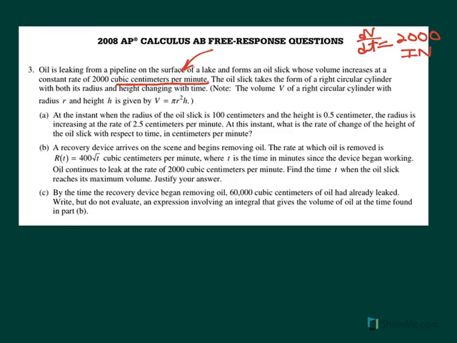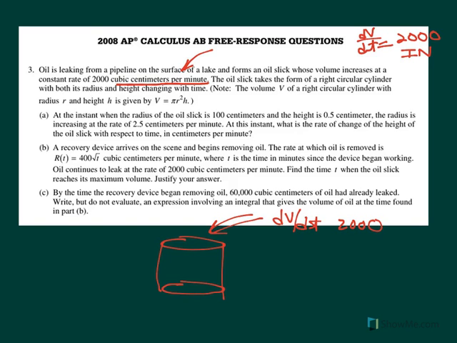So there's your in. The oil slick takes the form of a right cylinder with both a radius and height changing at the same time. So as the cylinder is growing, the radius is getting bigger and the height is getting bigger, so you have some sort of cylinder. So your volume is coming in, change in volume with respect to time is flowing in at that constant rate of 2,000.